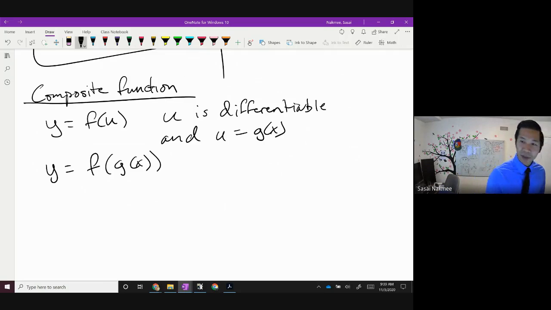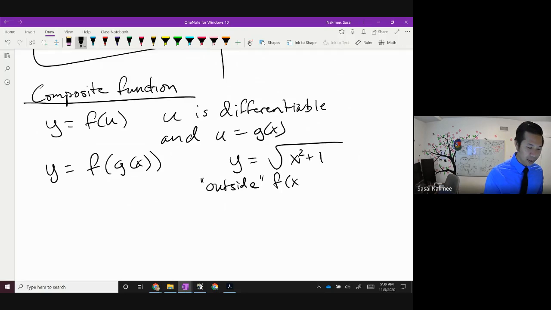So for example, the one we were looking at right here, when you have y is equal to the square root of x squared plus 1, I would say the outside function, f of x, is equal to the square root of some stuff. Whereas the inside function, g of x, for example, is x squared plus 1.